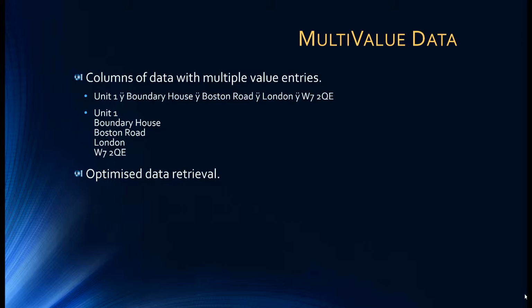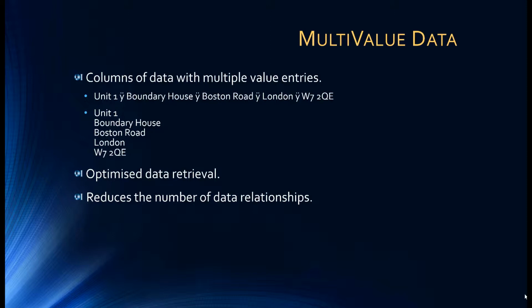It also makes entering data very easy, because if you've got multiple lines of an address, and very often you just get address 1, address 2, address 3, address 4 maybe. But if you've got address line number 5, 6, and 7, then it makes it very difficult to put that in. Do you combine unit 1 with boundary house? Do you combine boundary house with Boston Road? It gets a little bit mixed up.